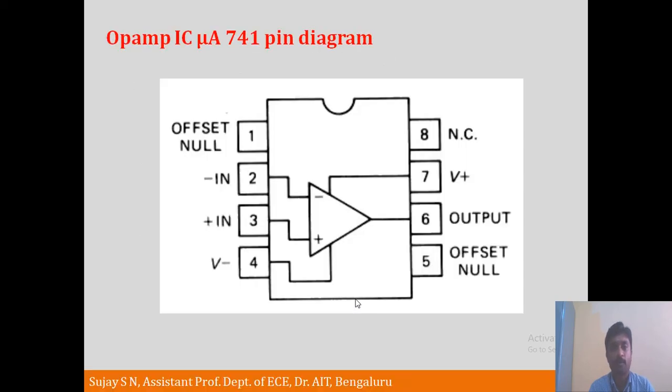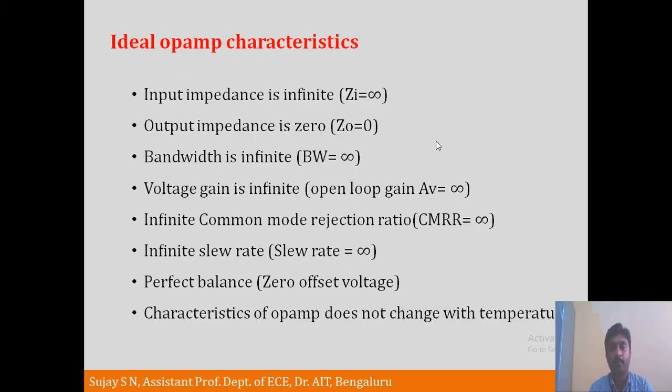And if we look at the pin diagram of IC mu A741, this is a 741 IC that represents an Opamp, where we can observe pin number 2 and pin number 3 are input terminals. Inverting input is at pin number 2, non-inverting input at pin number 3, and output port is pin number 6, and plus VCC is 7, minus VCC is 4. And 2 offset nulls are there, pin number 1 and pin number 5, and one no connection port is there, that is pin number 8. This is the pin diagram of mu A741 Opamp.